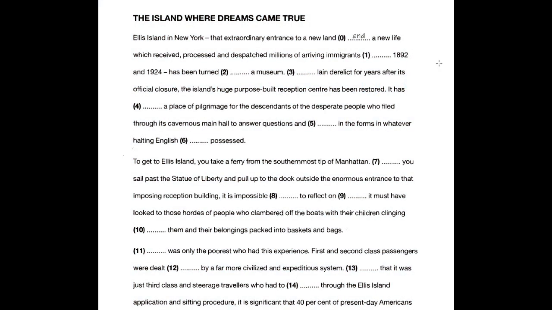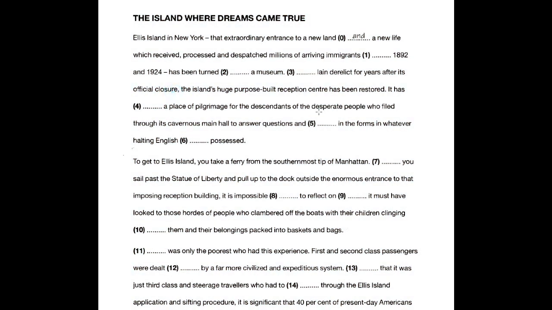And lain is what we call a past participle. It's the past participle of lay. Now that's already giving you a big clue, because there's only one missing space before it. This is probably going to be a perfect participle or a perfect gerund, but if we read further we can see that it must be a perfect participle, because we've got something lain derelict for years after its official closure, and then we've got a comma.